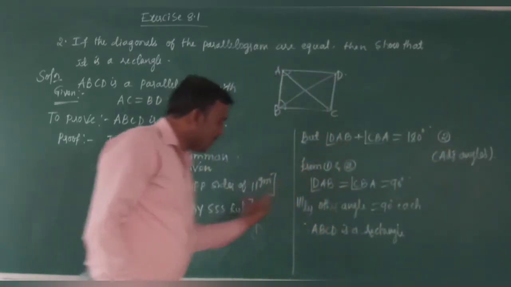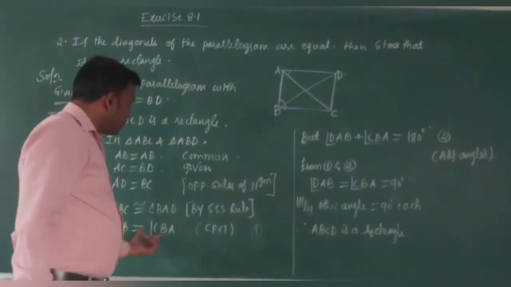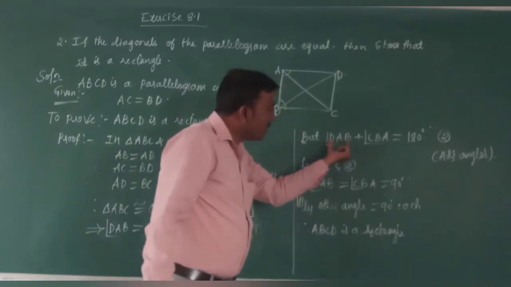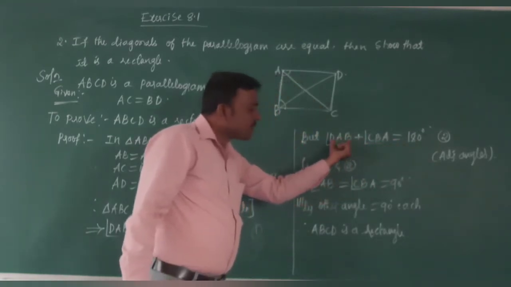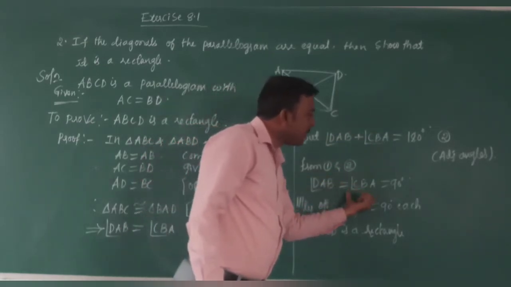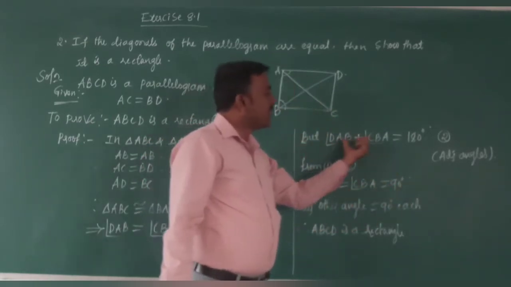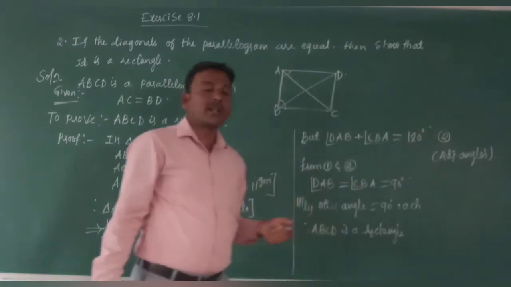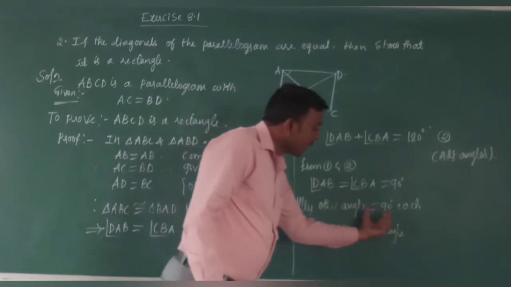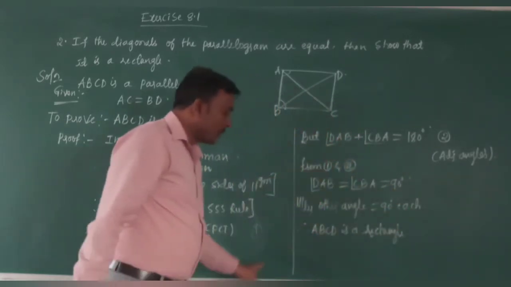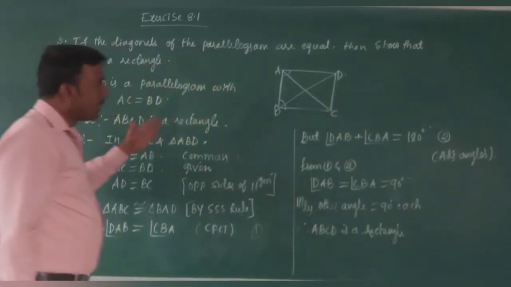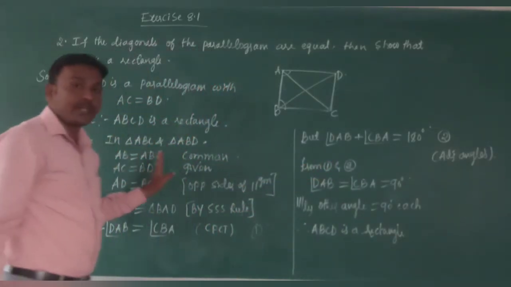From equations number 1 and 2, angle DAB is equal to angle CBA, meaning both are equal, and this plus this is equal to 180 degrees. So substituting, angle DAB is equal to angle CBA is equal to 90 degrees. This is 90 degrees, and this is 90 degrees, giving us 180 degrees because those two angles are equal. Similarly, the other angles are also 90 degrees each. We can prove it. Therefore, ABCD is a rectangle. This is the solution to the second question.